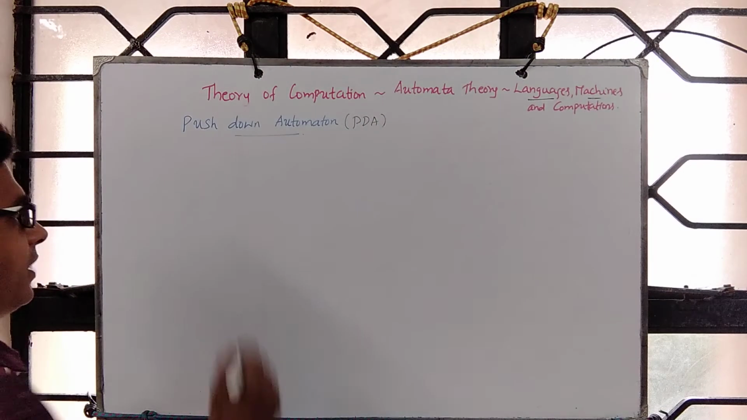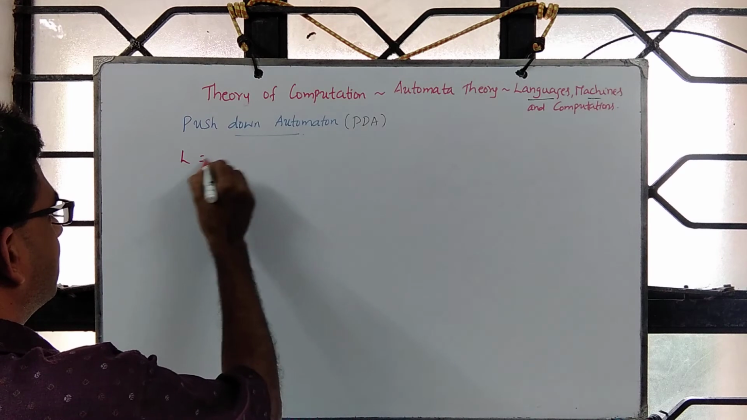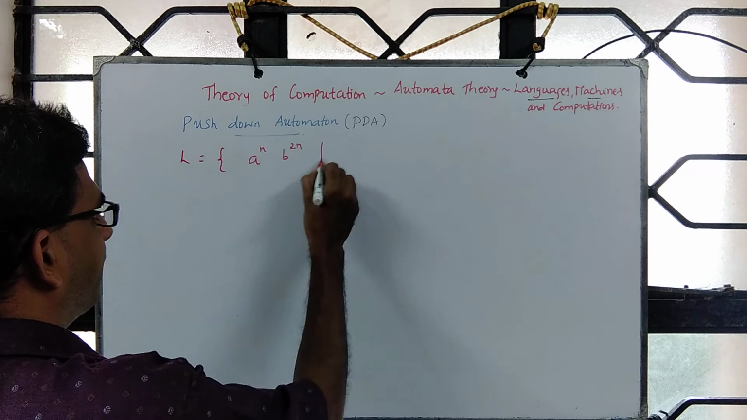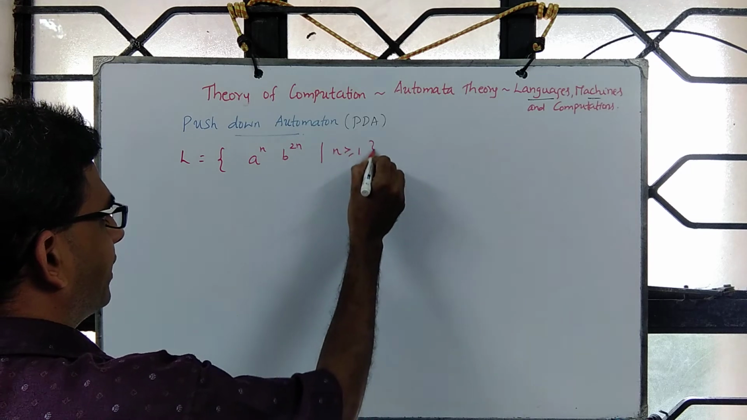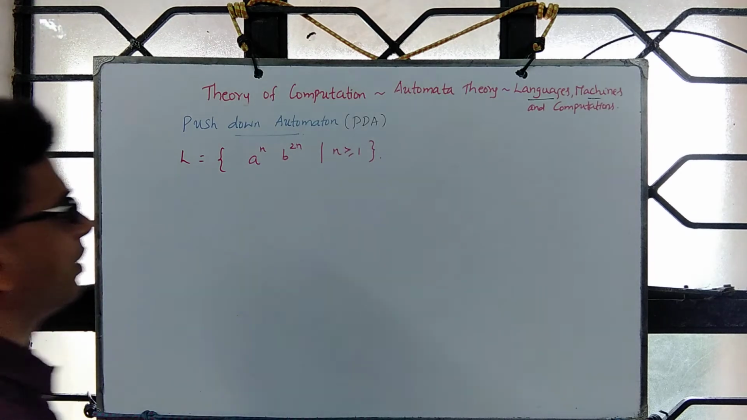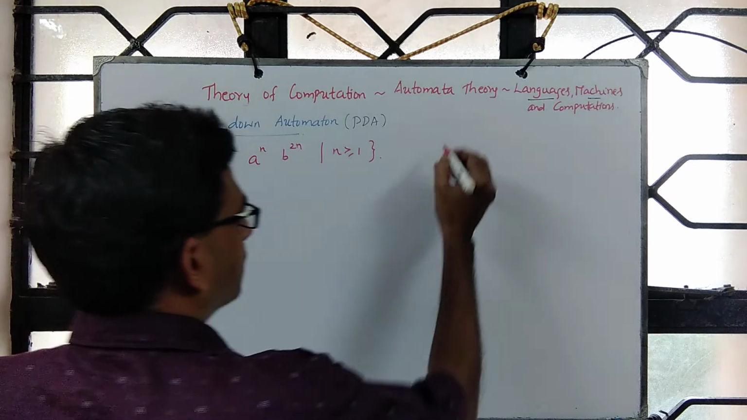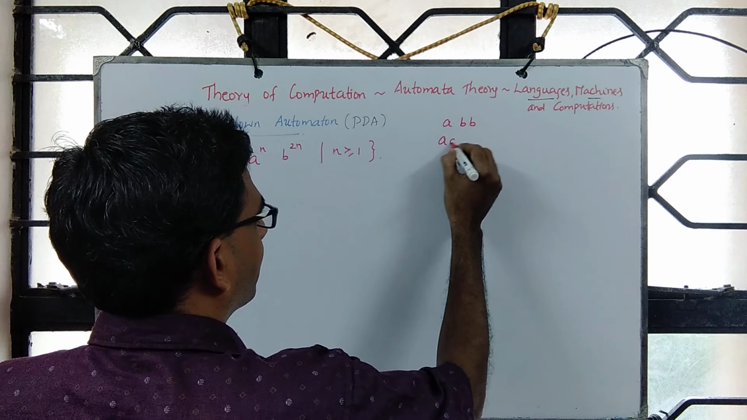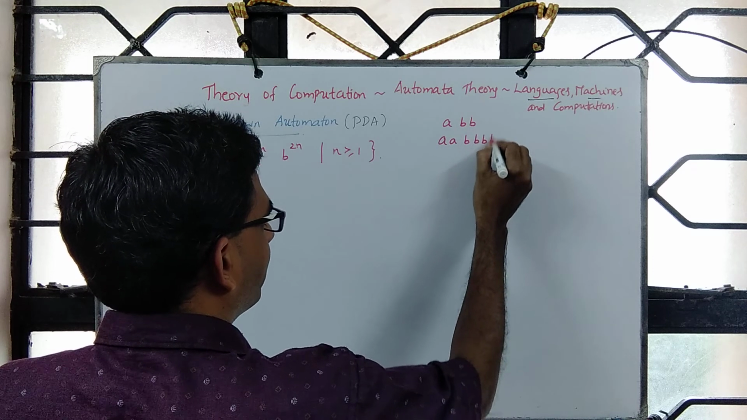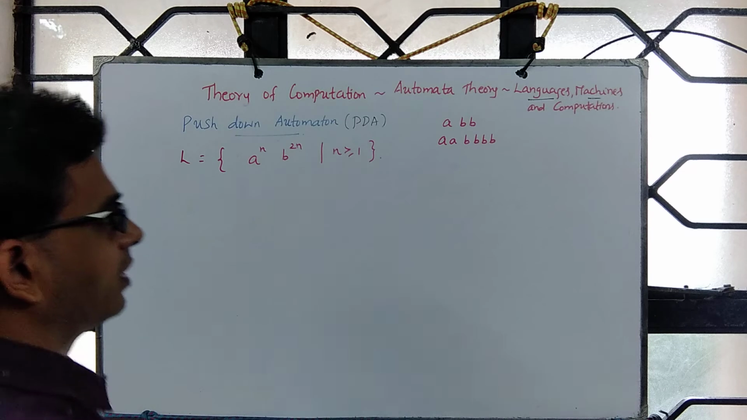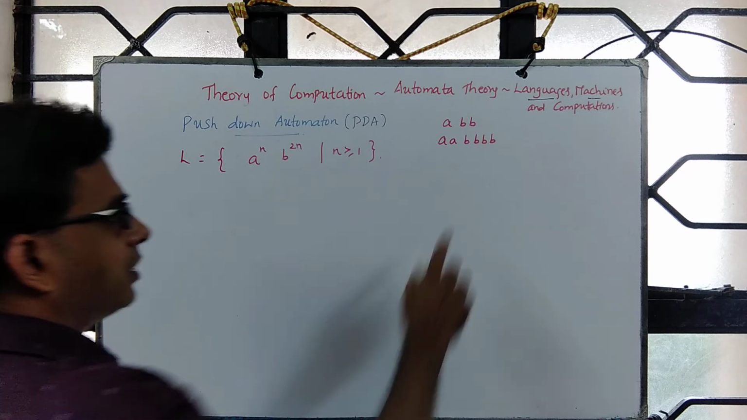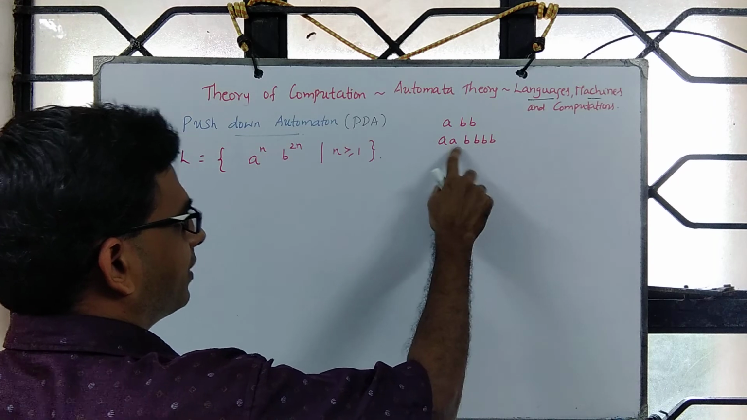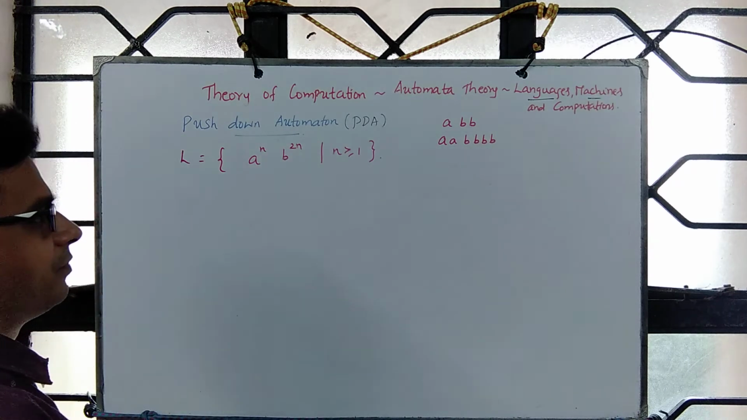The next language for discussion is this: a power n, b power 2n, such that n is greater than or equal to 1. So what this says is, strings of the form abb, aa followed by 4 b's, they are all part of the language. So the number of b's read is twice the number of a's. Fine.